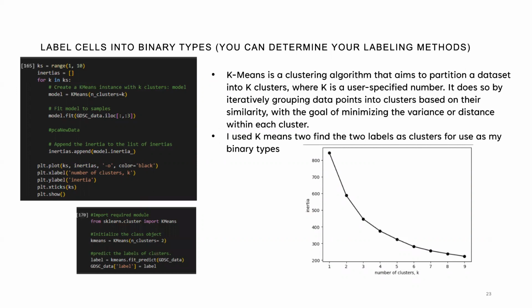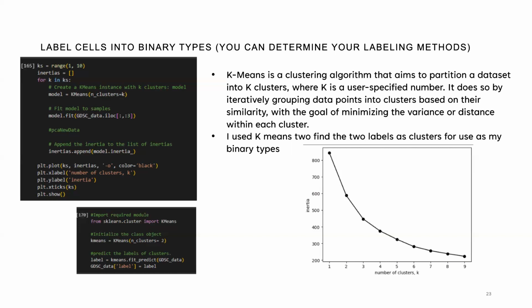So I used k-means clustering for this. K-means clustering is an algorithm that aims to partition a dataset into k clusters, where k is a user-specified number. It does so by iteratively grouping data points into clusters based on their similarity, with the goal of minimizing the variance or distance within each cluster. And we already knew that we wanted binary types, as you see in the title of the slide.